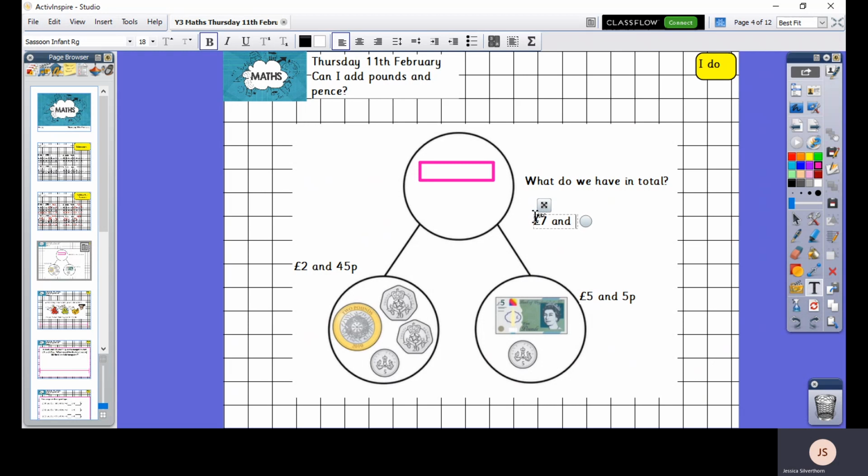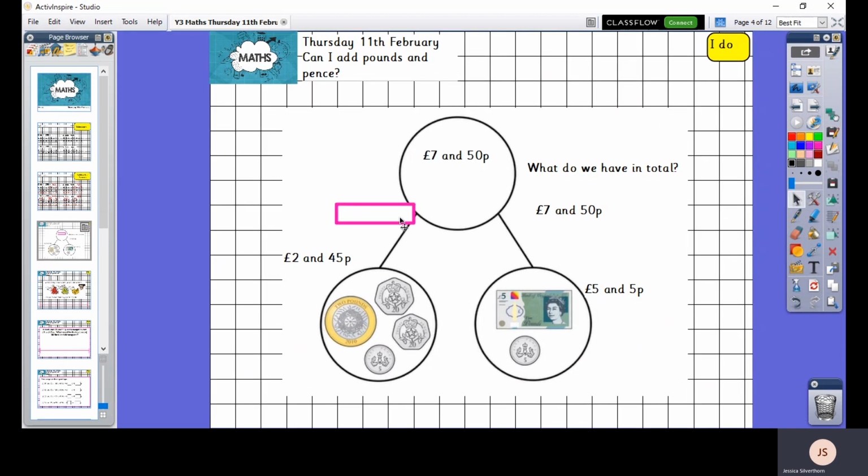And then I want to think about the pence. So I'm going to do those separately. Here I know I've got 45 pence because it's already there. And then I've got 5 pence extra there. So I know that 45 add 5, it's in my 5 times table, will equal 50 pence. And then let's see, were we correct?